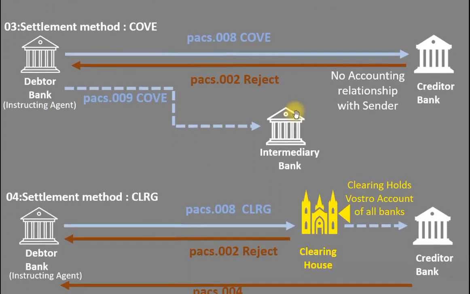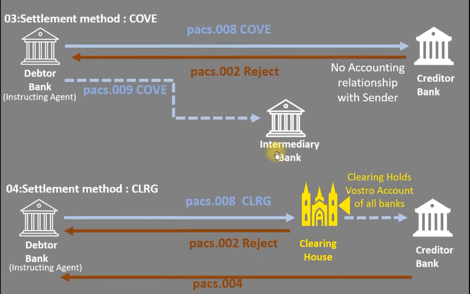Next, moving forward, clearing cases, which is very common in an MI. One bank sends to the clearing house and the clearing house sends to the next one. Here the clearing house is holding the accounts of both the banks. So when the debtor bank sends PAX 008, then the CLRG keyword has to be used. As the MI is holding the account, they will be able to reject using the PAX 002.